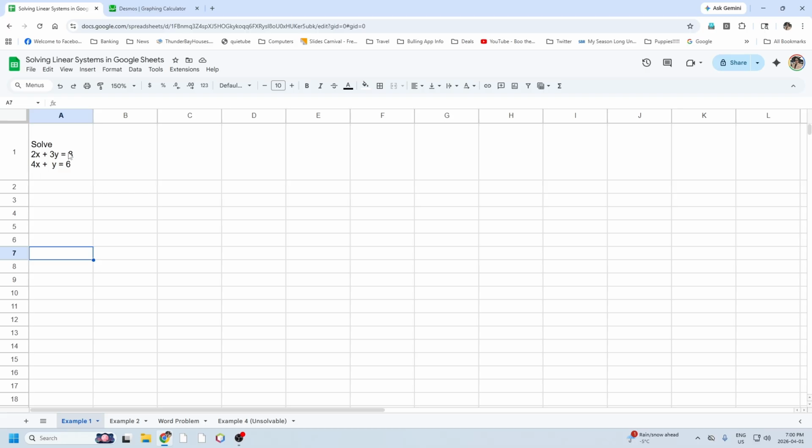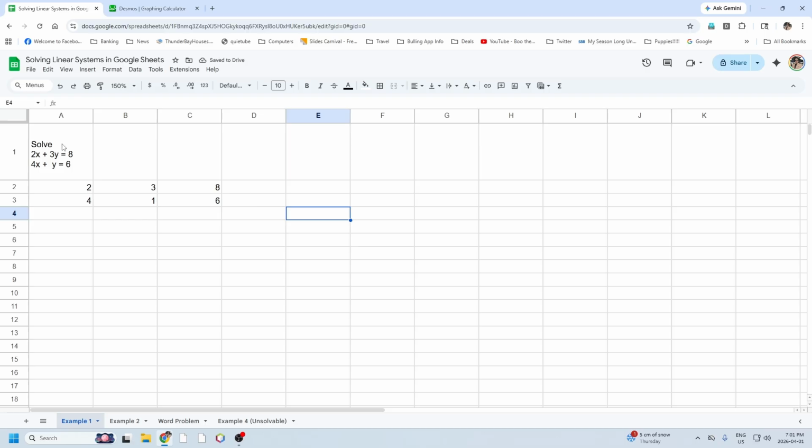Okay. So what I'm going to do here is I've got my example here. I've got my two equations of lines, and they're set up in this format where it's 2x plus 3y equals 8 and 4x plus y equals 6. What I'm going to do is write out the coefficients here. So on the x was a 2, on the y was a 3, and then the number after the equal sign is 8. And I'm going to do the same thing for the next equation. The coefficient on the y is a 1, and the number after the equal sign is 6.